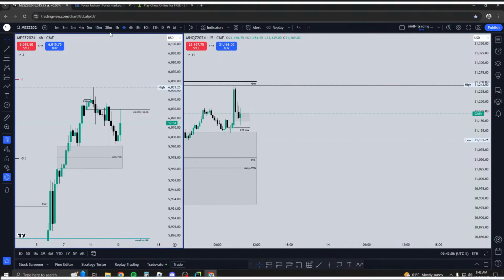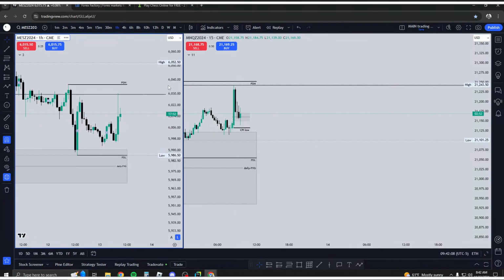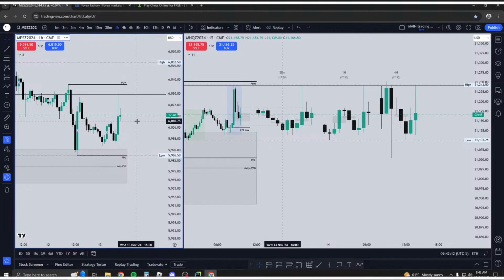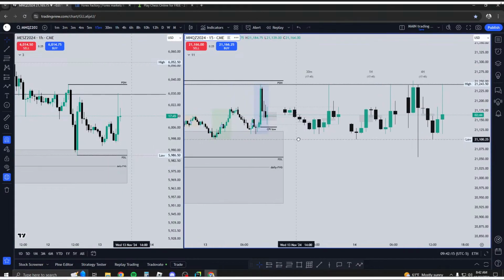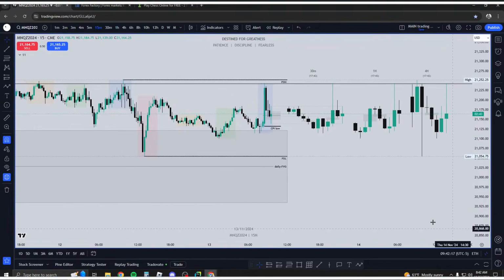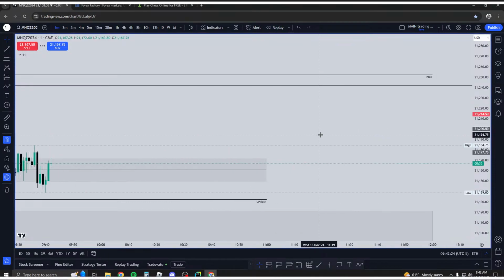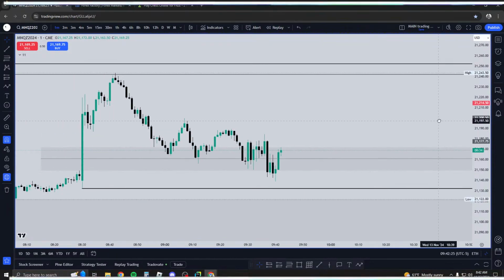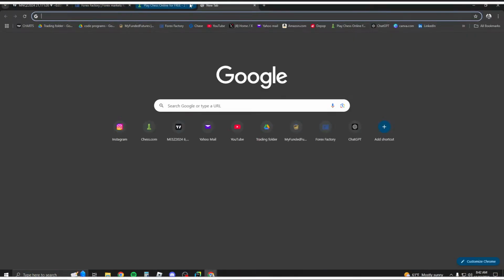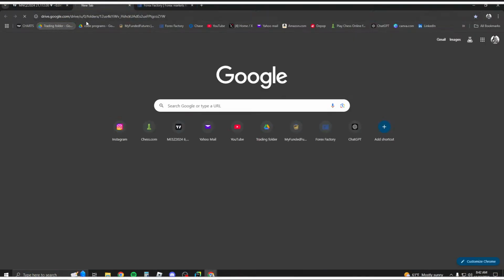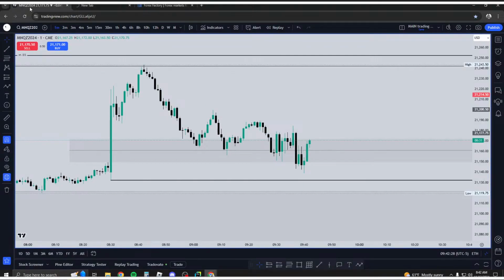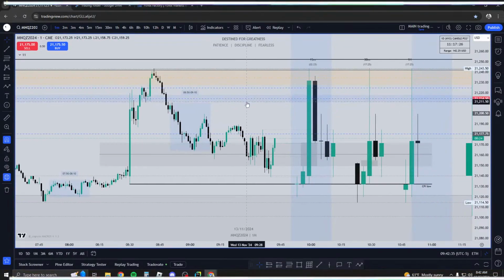So let's see on ES here. Like I said, we failed to take out previous day high or previous day low on ES as well. Let's go back to, I do want to take a look at some of the previous dealing ranges here on CPI days.